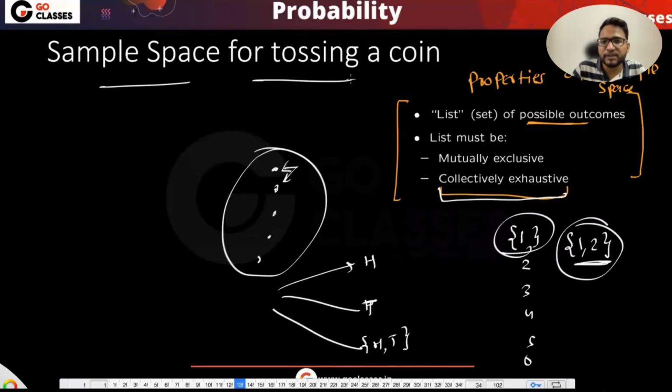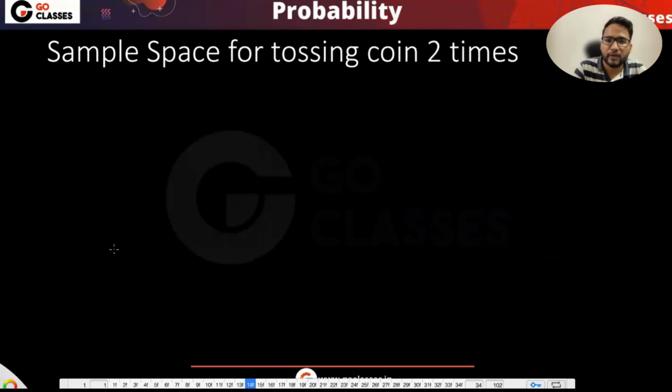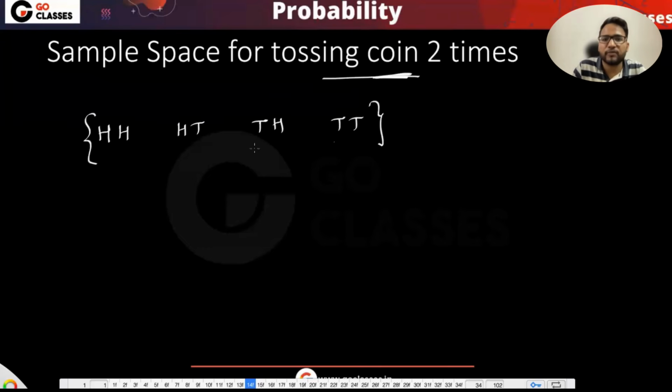Now, what is the sample space for tossing a coin? Let's suppose head and tail are the two possible outcomes. Then the sample space is just head, tail. Now tell me, what is the sample space for tossing a coin 2 times? What are the possibilities? First time head may occur, second time maybe head occurs. Head, tail may occur. Maybe tail, head can occur, and tail, tail can occur. So this is the sample space if you're tossing 2 times.